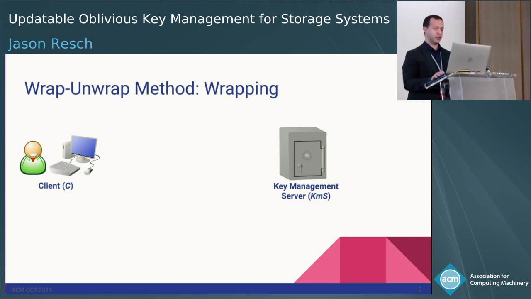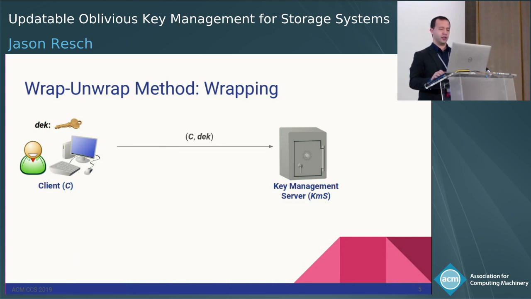So let's see how this works. The client starts with a key used for bulk data encryption that it wants to have protected. We refer to this key as the data encryption key, or the DEK. The client can have as many DEKs as they want, perhaps even one per file or per object. To protect the DEK, the client issues what's called a wrap request, where it sends both the client ID and the DEK to the KMS. This link is secured by TLS, which provides secrecy for the DEK.